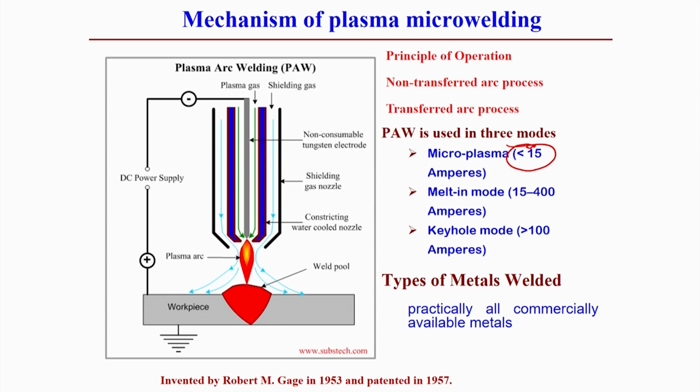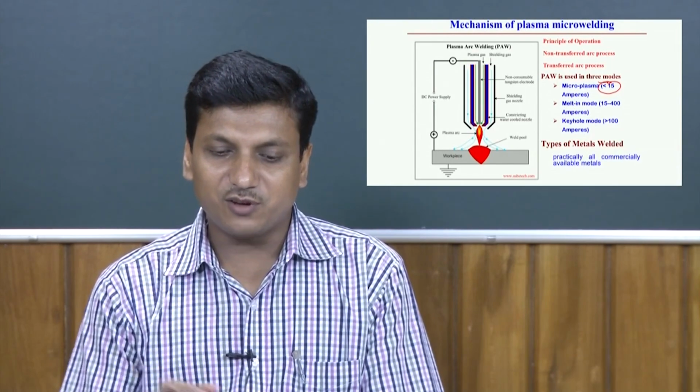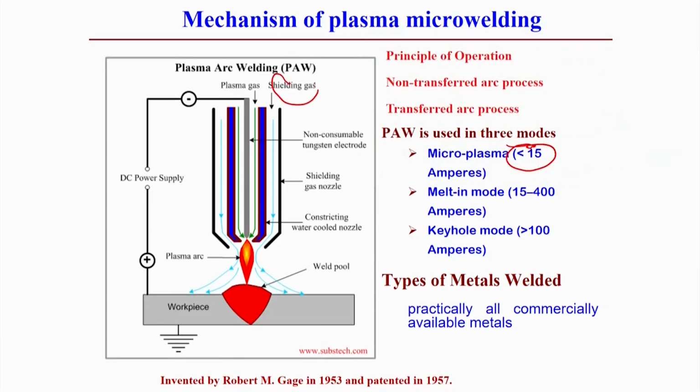So, the principle of operation is in terms of the non-transfer arc or transfer arc process. Non-transfer arc means the plasma gas is supplied with the electrode, which can create the arc, but there is a need for another shielding gas in the plasma welding process. The shielding gas and plasma gas are two different gases required for the creation of the arc and the shielding of the molten material.